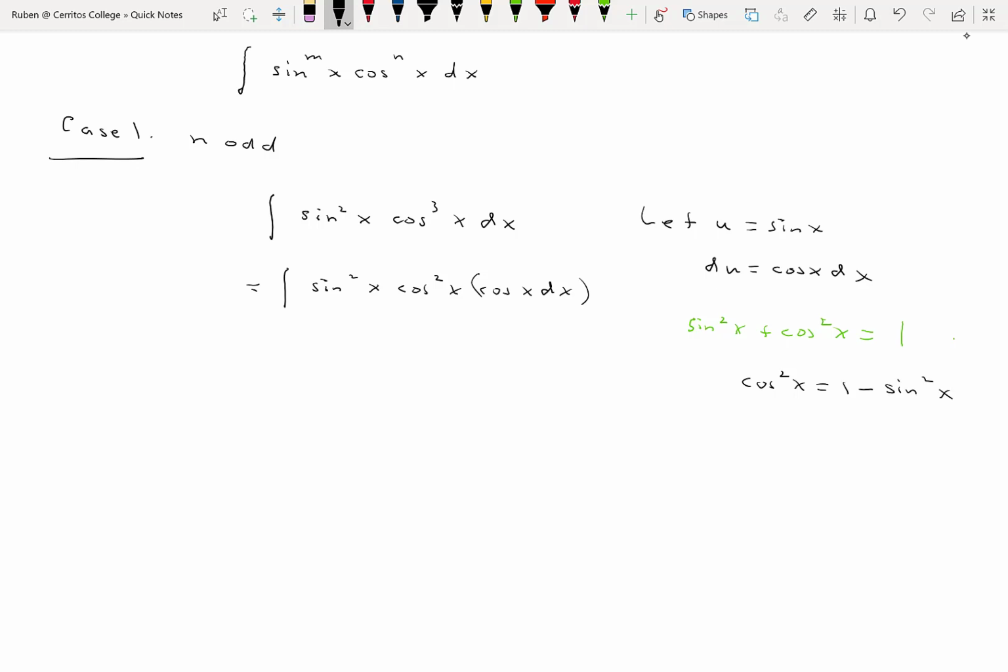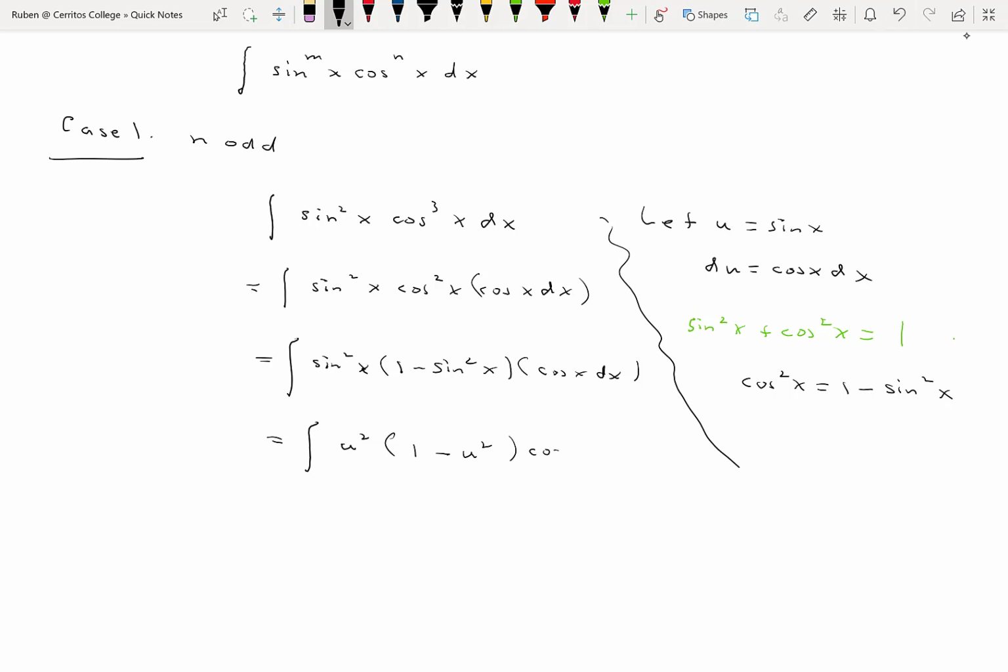Okay, and remember that was the problem with our integral: we had u equals sine, which is fine, that gives us sine squared, but cosine squared wasn't in terms of u. But cosine squared equals 1 minus sine squared, times cosine x dx. Then make the u substitution, just separating off the other stuff. So u equals sine, so this becomes u squared, times 1 minus u squared, and cosine x dx, that's du.